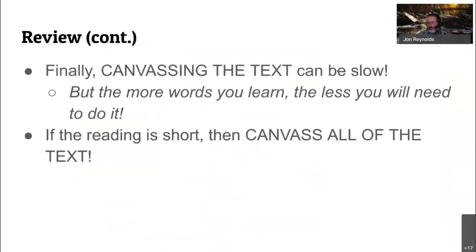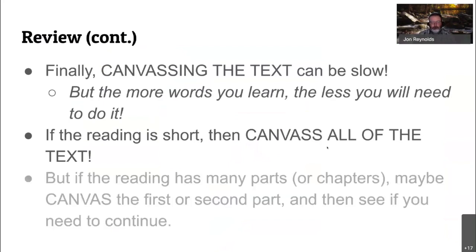Now, look what it says in this point number 2. If the reading is short, so for example, today we did some very short readings, we can canvass all of it. We can look at all of the text before we read it and circle those words. Okay? Well, that's what you're going to do here in just a few minutes.